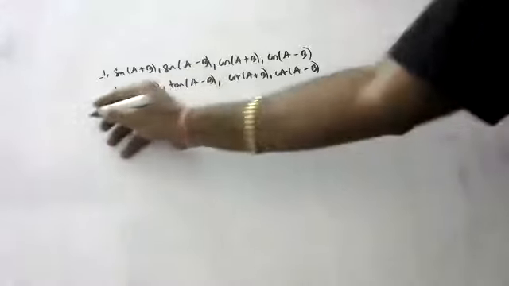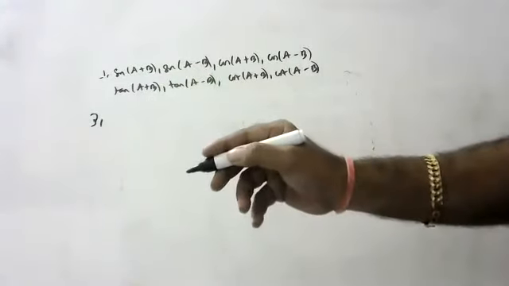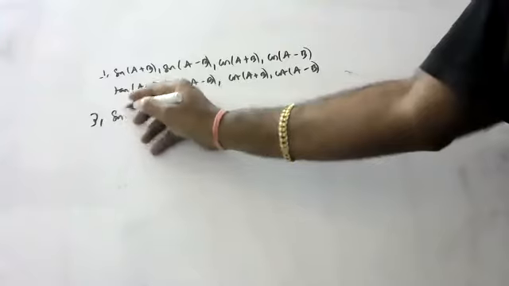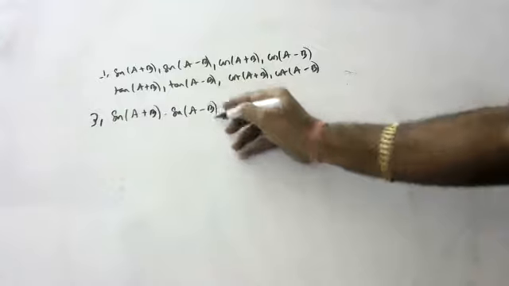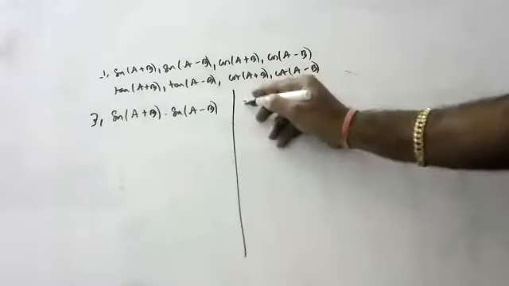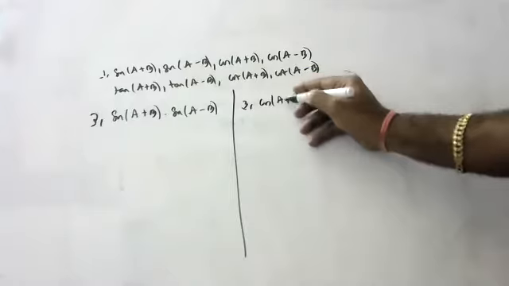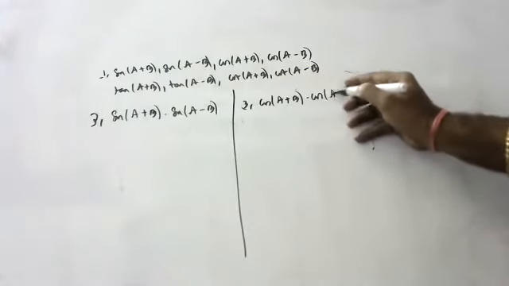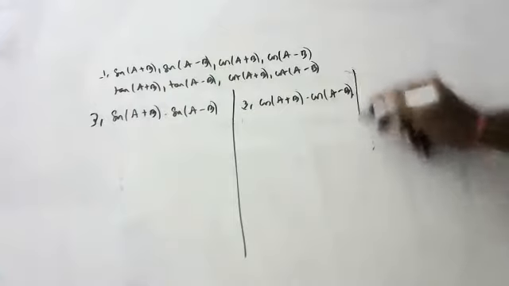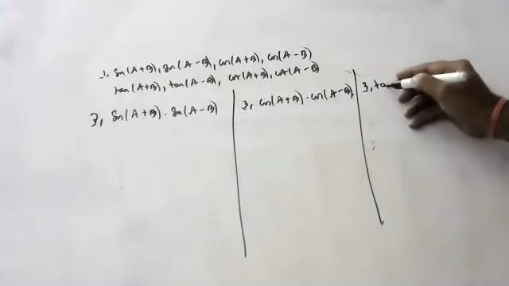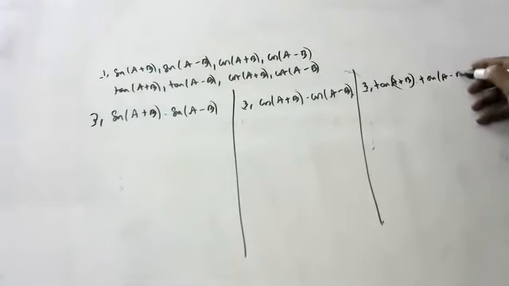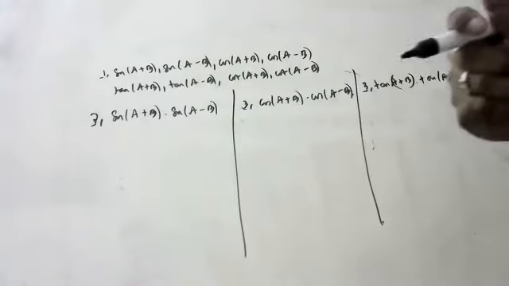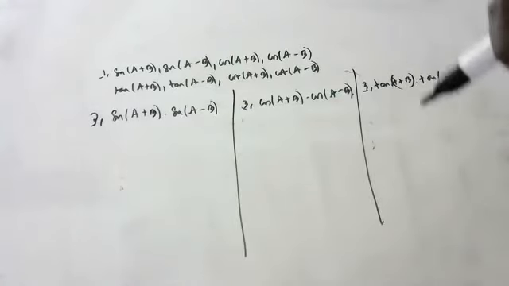Now today children, the next formula we are going to derive. A very easy one. Sin A plus B into sin A minus B is one formula I want to derive, and the other formula is cos A plus B into cos A minus B. Apart from this, I want to derive tan A plus B into tan A minus B. These three formulas we are going to derive, children.